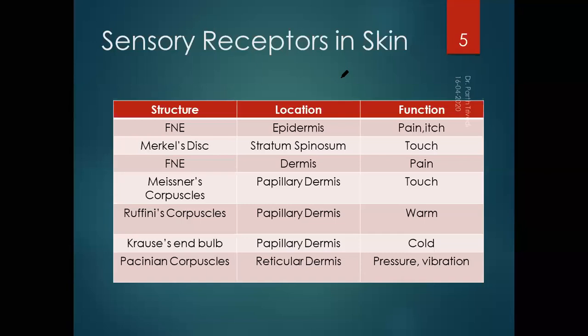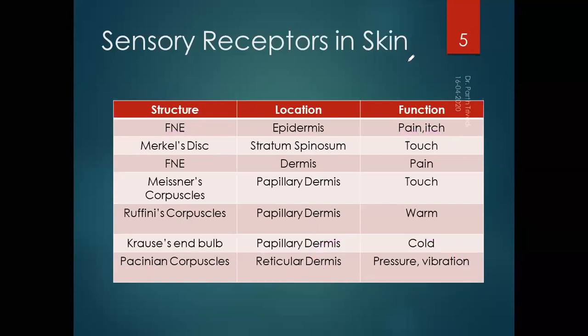So based on the sensory structures which are being involved, we can assume that if the epidermis is involved in the burn, we have free nerve endings which will be damaged, which will lead to decrease in pain or itching sensation. So based on the structures which are involved, either it is papillary dermis or reticular dermis. Okay, so if the reticular dermis is involved, we have Pacinian corpuscles, pressure and vibration sensors affected.